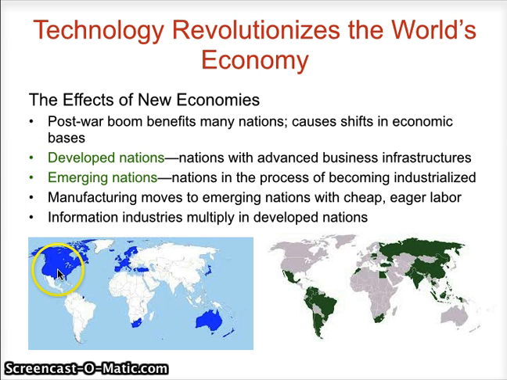So if we look at this map, we can see US, Canada, most of Europe, they're considered developed nations. South Africa, Australia, Japan, they're now shifting to emerging nations, which is all these green areas, okay? So nations that are in the process of becoming industrialized. So these green areas, they're not saying that these nations are necessarily industrialized yet, but they have cheap and eager workers.